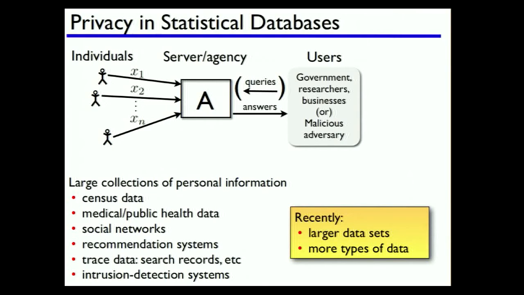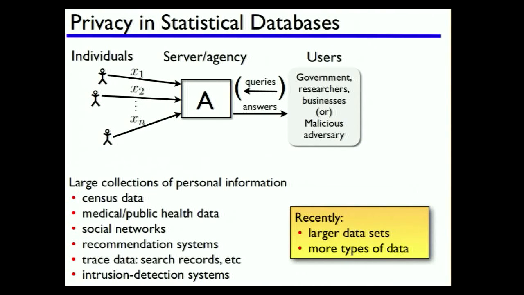So, large collections of sensitive personal information are actually ubiquitous. Census data is the classic example, but of course there are lots of other good examples. Things like clinical and public health data, data gathered from social networks, both the online kind and the traditional offline kind. Recommendation systems, trace data from computer systems like search records, network usage, that kind of thing, data collected by intrusion detection systems.